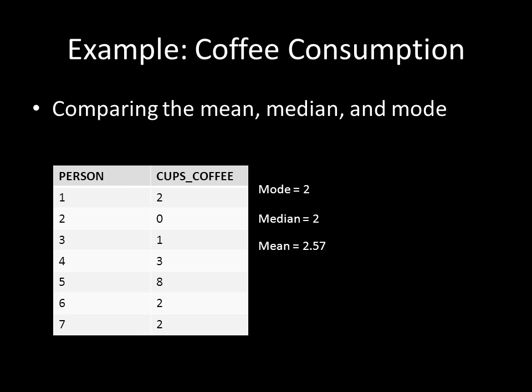How do these mean, median, and mode values compare? Well, it's kind of interesting. The mode and the median are identical. They're both 2. The mean is slightly higher, and the mean is slightly higher likely because of person 5, who is somewhat of an outlier in our sample.